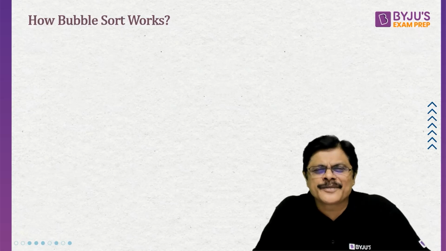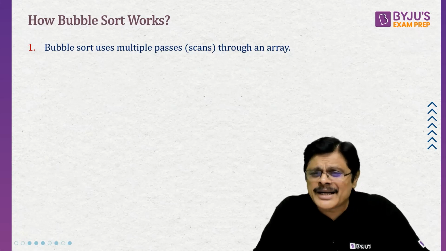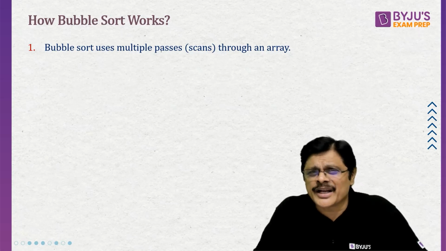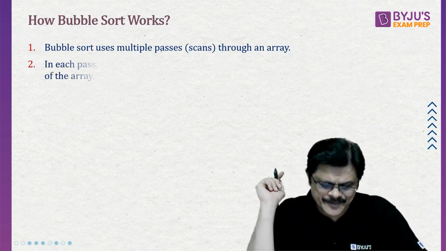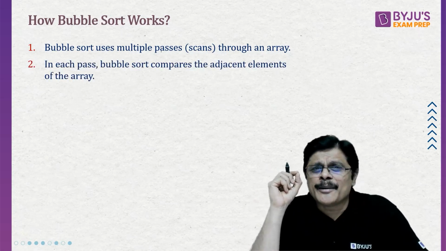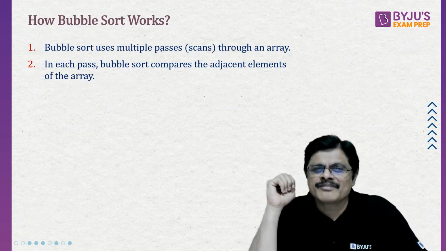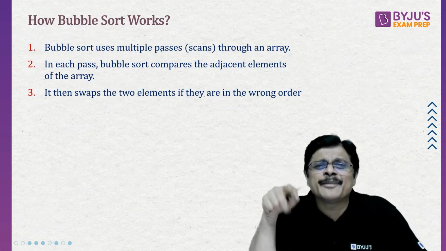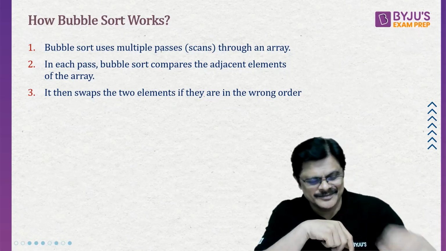Now let us see how bubble sort works. Bubble sort uses multiple passes, or scans, through an array. That is, it is going to scan an array multiple times. In each pass, bubble sort compares the adjacent elements. And whenever the adjacent elements are in the wrong order, it will swap the two elements.